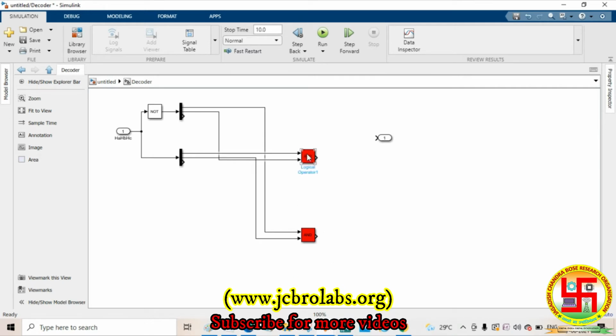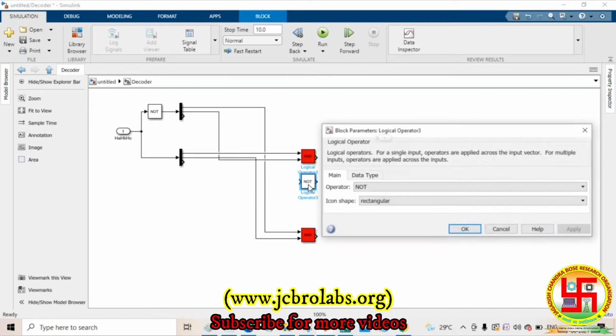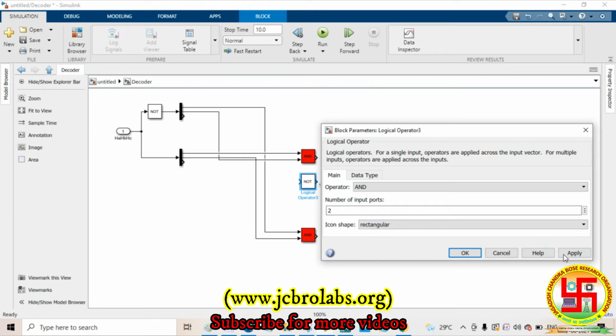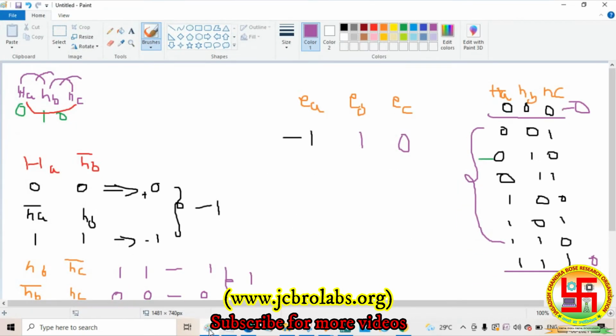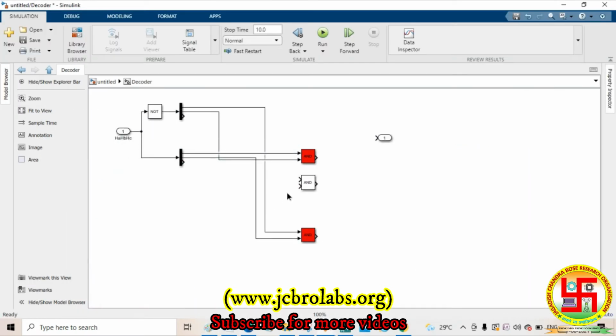Now we need to get the gate individual EMF A, B, C, right? So now here I took another logical operator and I am keeping it as an AND gate. Apply OK. So now the second step. What is the second step? HB, HC bar. Where is HB? This is HB. HB, HC bar.